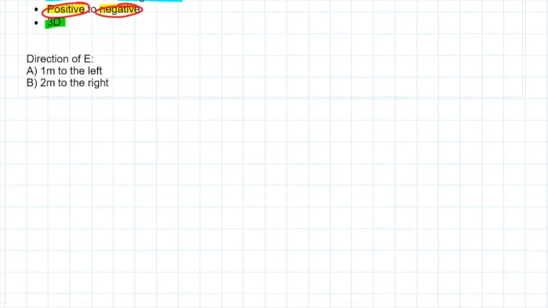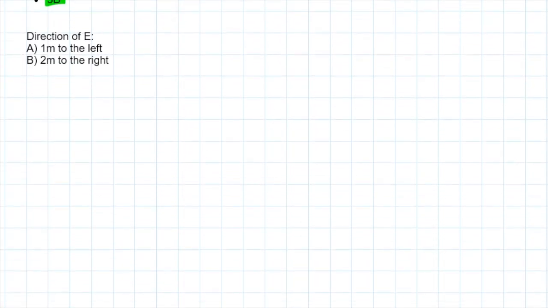So let's say that we give you a charged particle. I'm going to start off with a positively charged particle, and we say to you, determine the direction of the electric field at 1 meter towards the left of this positively charged particle. To determine that direction, you're going to go and find 1 meter towards the left of this charged particle. Let's say that 1 meter is over there.